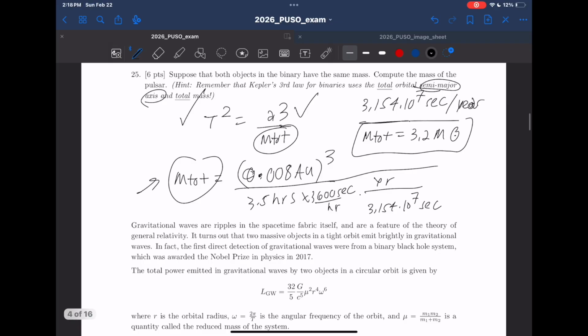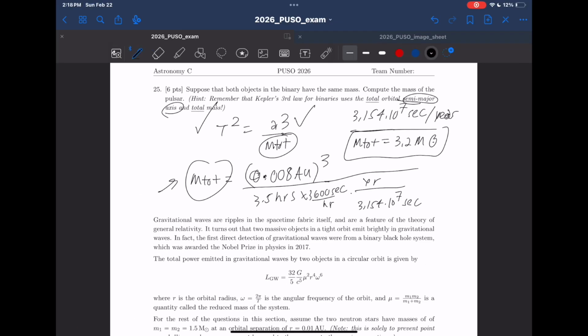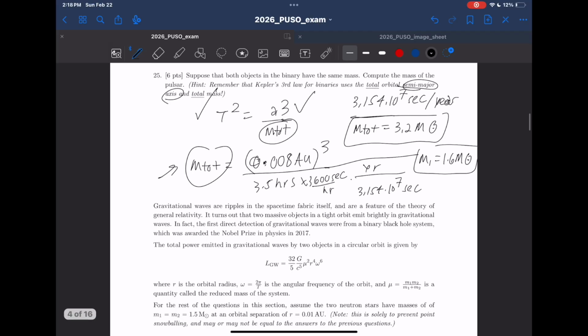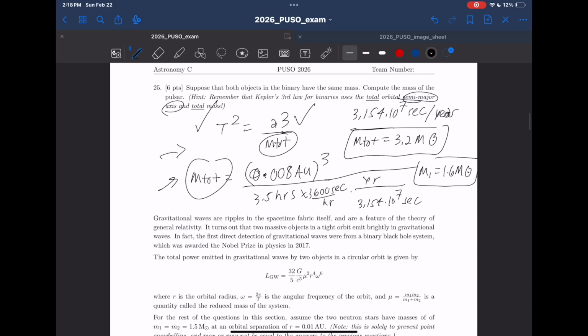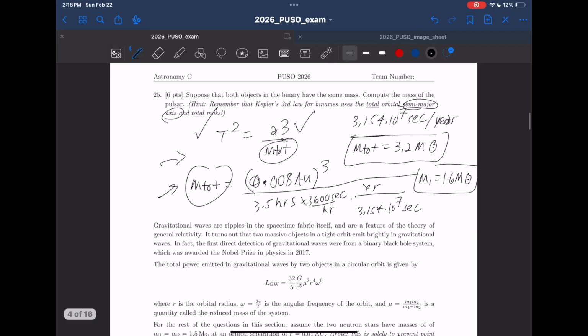So the mass of an individual pulsar is about 1.6 solar masses. So M1 equals 1.6 solar masses right here. I can draw the picture for this in a later step because we'll need it in a few seconds. Okay, so that's this part of the problem solved.